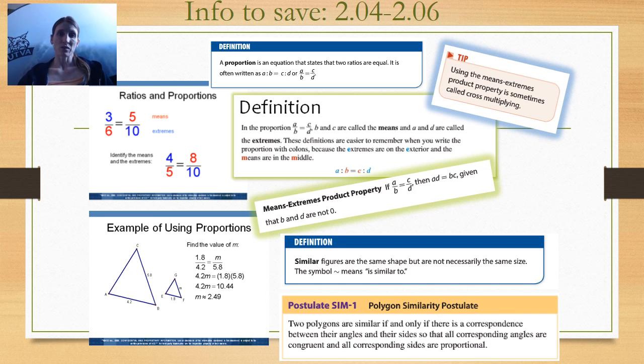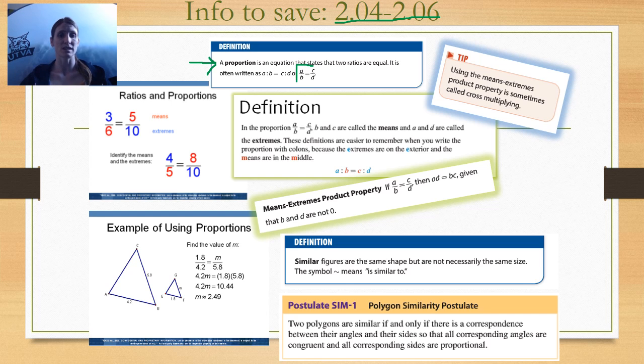Okay, so I've kind of lumped 2.04 and 2.06 together because they are all about polygon similarity, okay? And there's a lot of information on this information to save page, so I suggest you take a snip and then you can go over it later. But we review a lot with proportions because proportions is huge in similarity. We use proportions to solve things all the time when we talk about similarity. So I'll remind you that a proportion is a fraction equal to a fraction, okay?